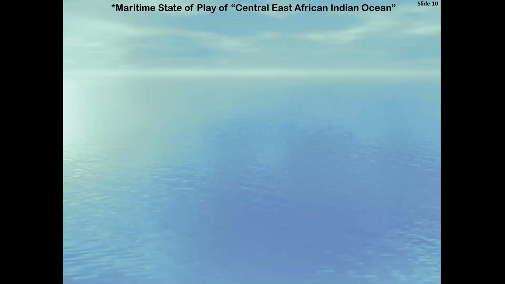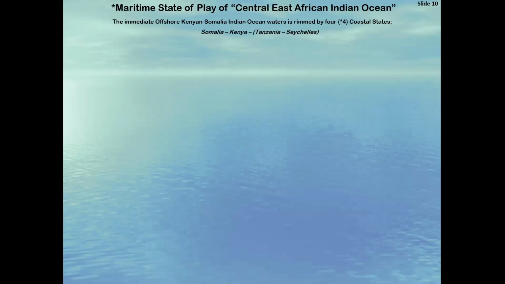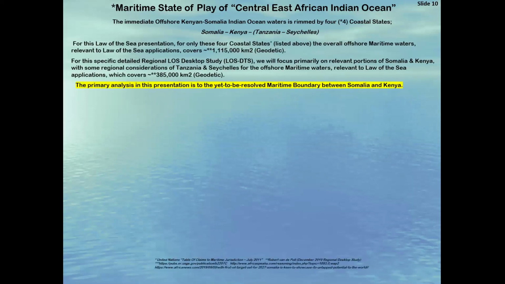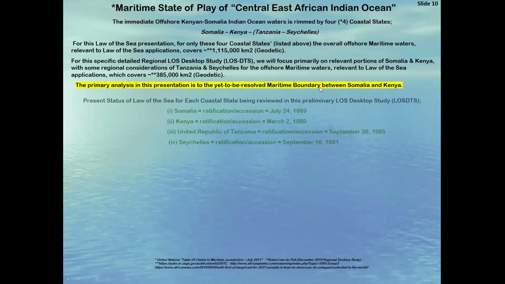Okay, maritime state of play, Central East African Indian Ocean, just to set some facts. The immediate offshore Kenya, Somalia, Indian waters covers 4 countries, primarily Somalia, Kenya, but we will need to look a little bit in the neighbors' waters of Tanzania and even the Seychelles. For this law of the sea application, these offshore waters covers just over 1 million square kilometers, but for this specific desktop study for Somalia, Kenya, we're looking at about 385,000 square kilometers geodetic. But again, as mentioned, the primary focus is on the yet to be resolved boundary, Somalia, Kenya.